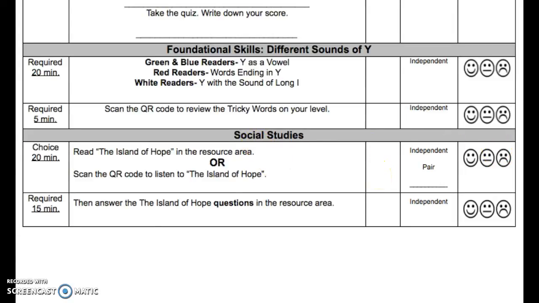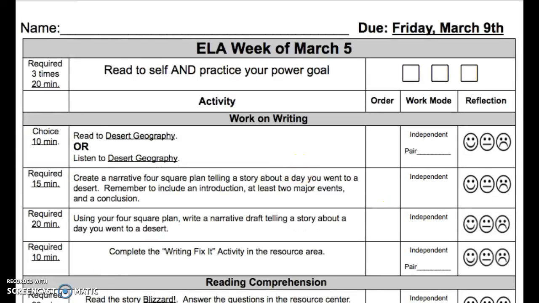After you've read or listened, required for 20 minutes, it says, then answer the Island of Hope questions in the resource area. This should be done independent. Reflect when you're finished. Good luck this week.